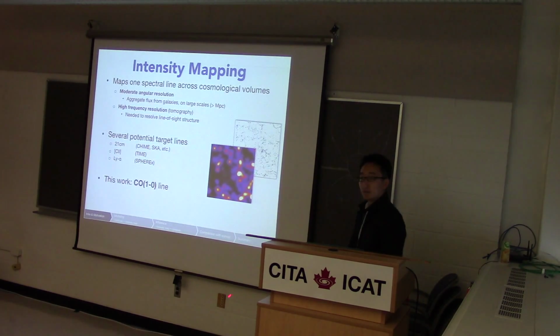Right? And since you're focusing on a single spectral line, the frequency you observe it at gets you an automatic redshift for free. So you need this high frequency resolution to resolve line of sight structure and fluctuations. There are several potential target lines.